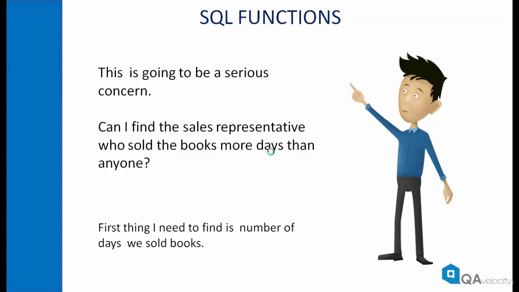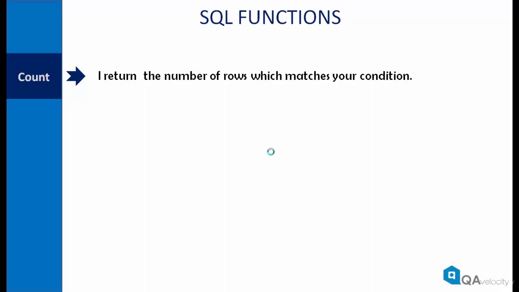Can I find the sales representative who sold the book more days than anyone? So the first thing Jeff needs to find is the number of days they sold the books. To find the number of days, we have a keyword called count in our bucket. It returns the number of rows which matched your condition. So Jeff executed the query, select count of sales_dates from books_sales table, and he got 13 dates count in his result.